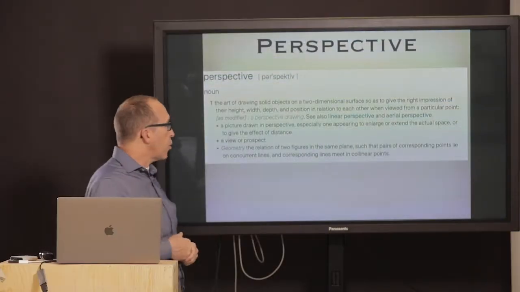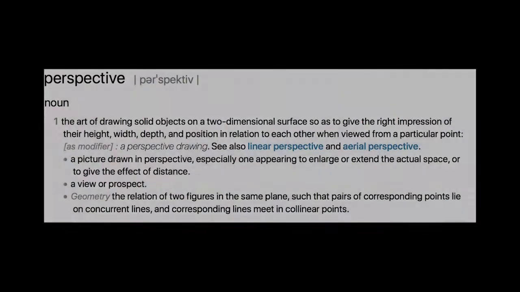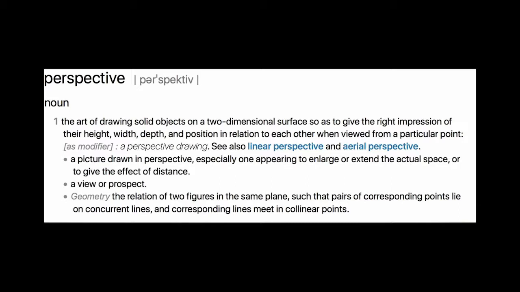There's a definition for it: the art of drawing solid objects on a two-dimensional surface so as to give the right impression of their height, width, and depth. So basically, it's drawing things to make them appear the way that they really appear to us in real life. And there's all kinds of different tricks to do that.